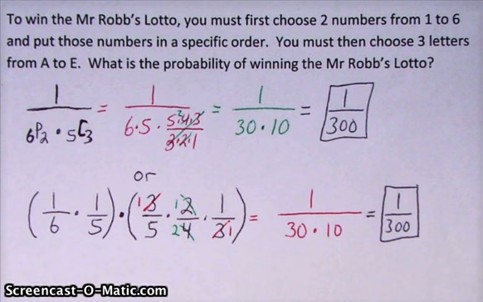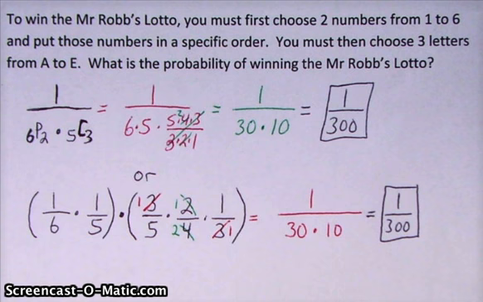So 6P2 is 6 times 5. 5C3, as you can see, is 5P3 over 3 factorial, which ends up being 10. 6 times 5 is 30. And then it's 1 over 300.